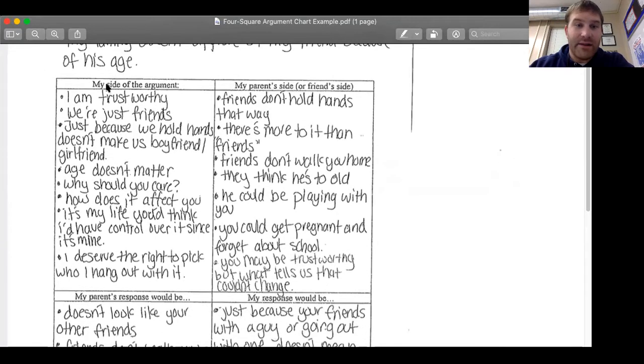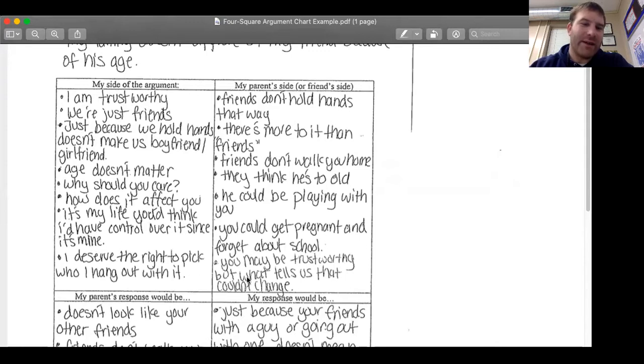So her side of the argument is, "I am trustworthy. We're just friends. Just because we hold hands doesn't make us boyfriend and girlfriend. There's smoke, there's fire. Age doesn't matter. Why should you care? How does it affect you? It's my life. You think I'd have some control over it since it's mine."